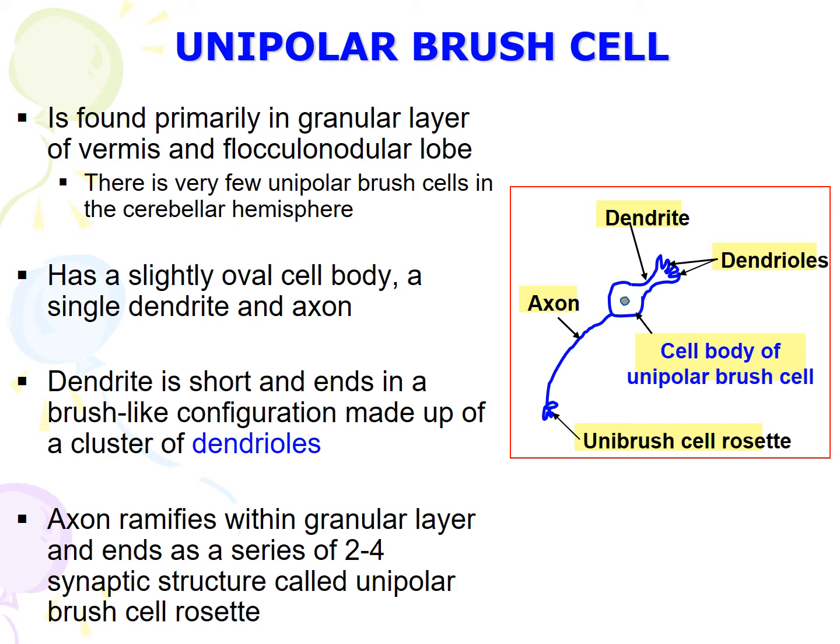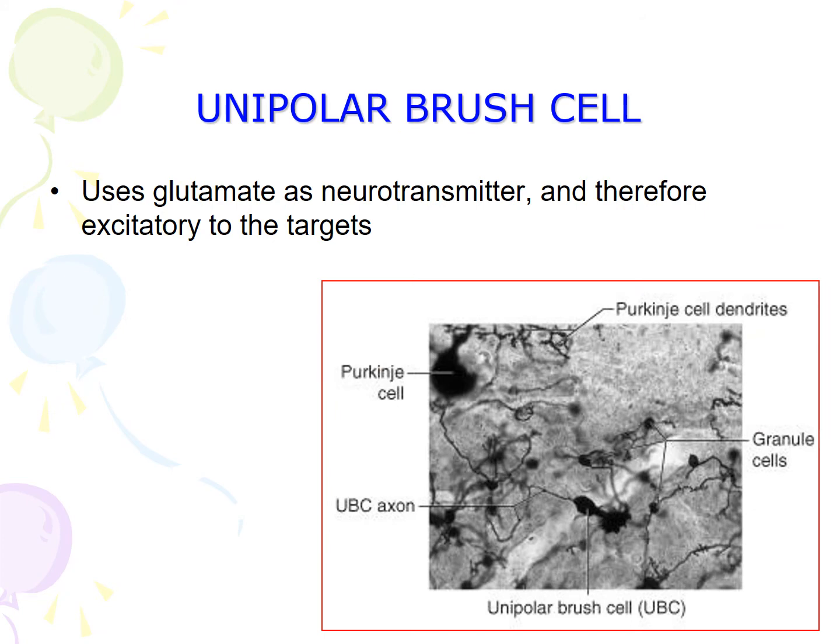This is the dendrite. The axon is located in the granular cell layer, and ends as a series of 2 to 4 synaptic structures called a unipolar brush cell rosette. These cells use glutamate as neurotransmitter, so therefore it is an excitatory neuron.